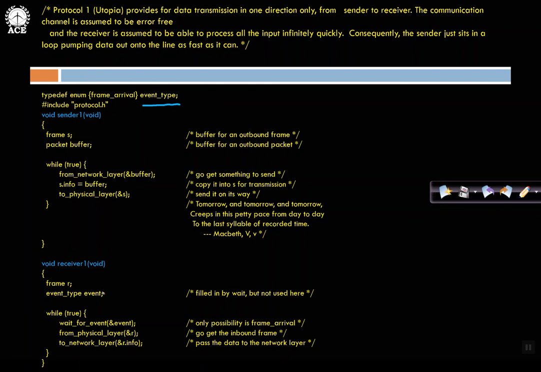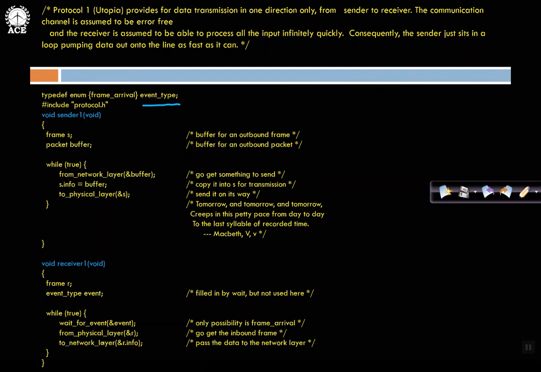What is happening at the other side? At the other side, you can see the receiver. Event type, event could be frame arrival. The while true loop waits for the event. Event is nothing but the arrival of the frame. Wait for the event to happen. Wait for the frame to come.